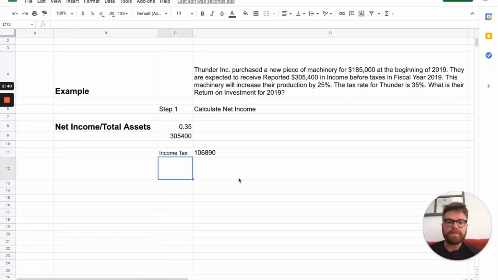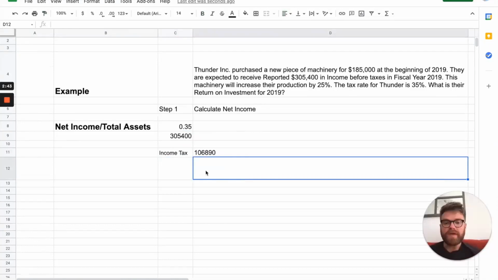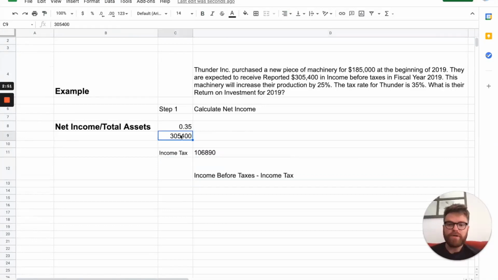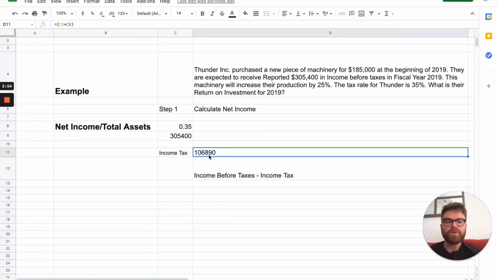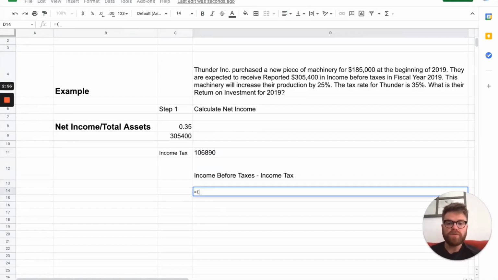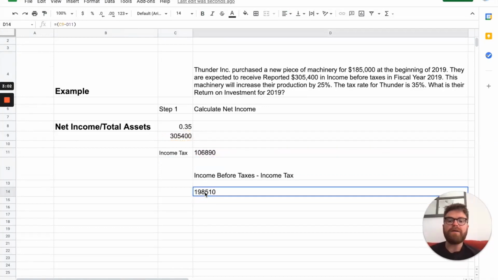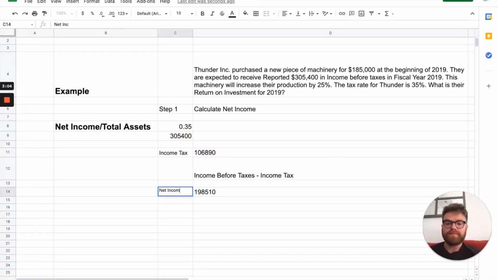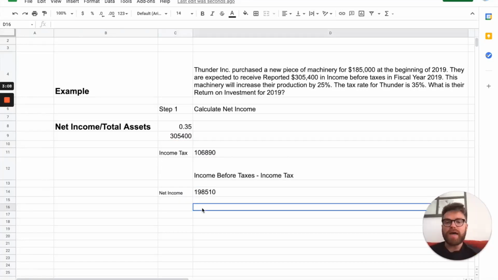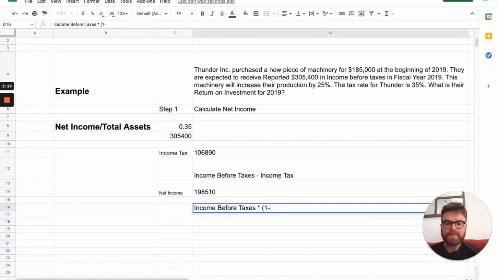That's it. Now we need to get net income. To do that, we take our income before taxes and we subtract our income tax. So $305,400 minus the $106,890. That right there is our net income. Now, there's another way to do it. You can also find your net income by taking income before taxes, multiplied times 1 minus the tax rate.